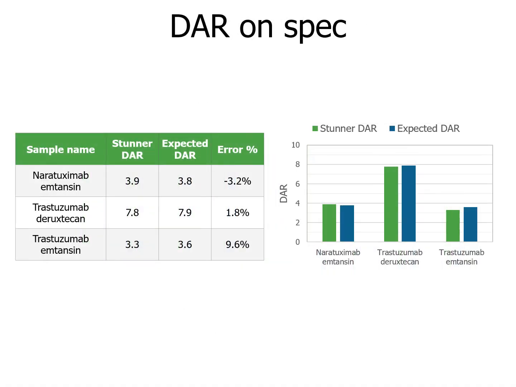And we want to evaluate our DAR results that we found versus the expected DAR results. You can see those comparisons for the 3 antibodies for which we have a known DAR value given to us by the C of A on these molecules, and see that results agree within about 10% error.